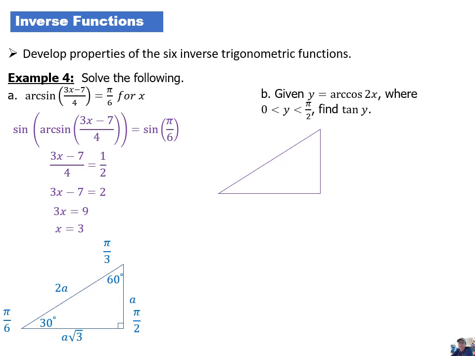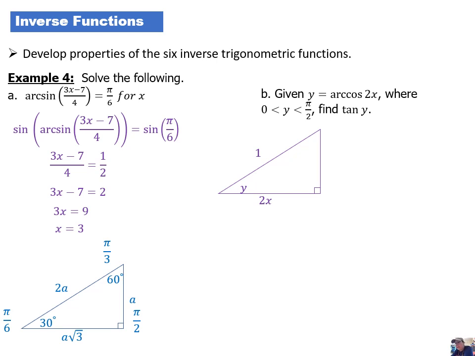Next one. Draw a triangle this time. And we've got our y is going to be in there because we're looking for the tangent of y. But we're told that y equals arc cosine of 2x. So pick that angle to be y. And arc cosine means from that angle, we would have 2x over 1. 2x would be the adjacent side, 1 would be the hypotenuse.